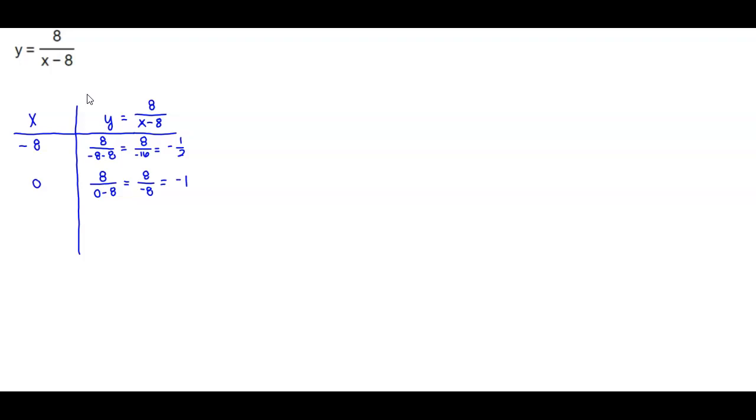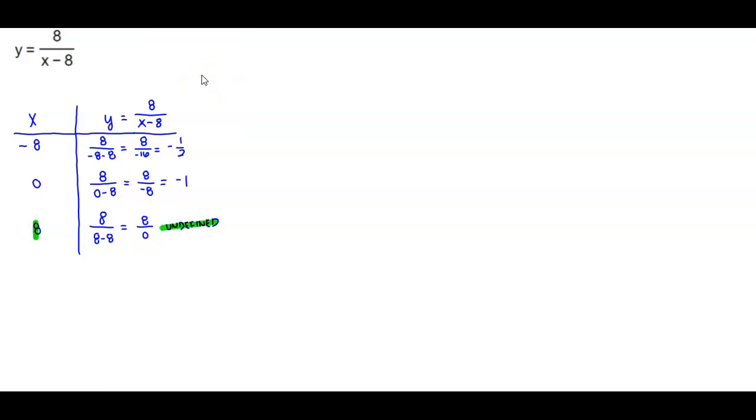Okay, now let's say we choose positive 8. So we have 8 over 8 minus 8. That gives us 8 over 0. And so what do we get? We get an undefined result. So what we notice here is that it's going to be undefined when the value is 8.